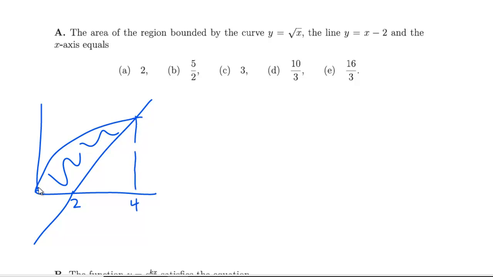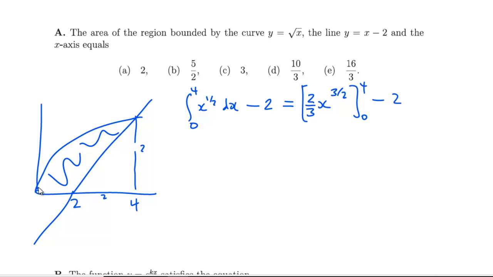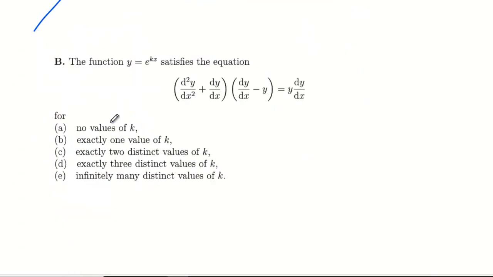So that's at 4. So that area then is going to be the integral of x to the half dx between 0 and 4, and then take off this thing, which has got sine 2 and 2. Right, so that's going to be minus 2. So what we're going to have is 2/3 of x to the 3 over 2. For x is 4, essentially the 0 is going to disappear, minus 2. So 4 square rooted and then cubed, so that's 8. 16 over 3 minus 2 is 10 over 3. D, fairly standard question, that one.